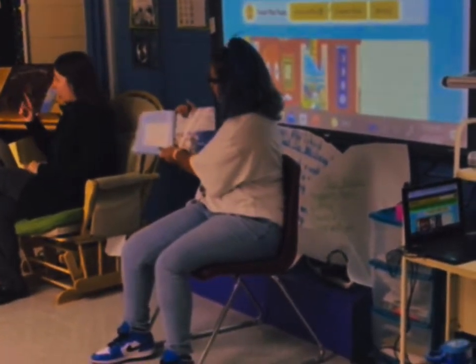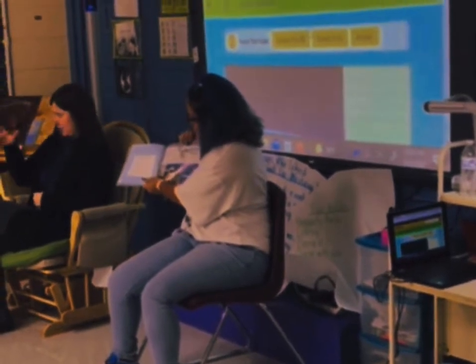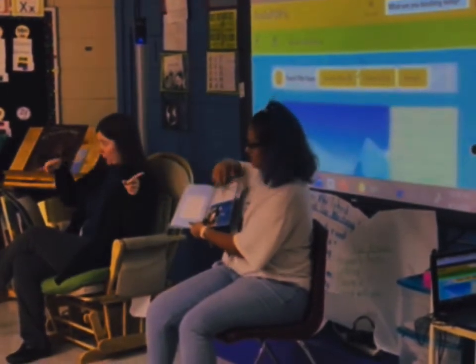Owls live in the Arctic. These birds have white feathers. Puffins live in the Arctic. These birds have big beaks and webbed feet. See the owl right here? And then these are the puffins. That's like penguins.